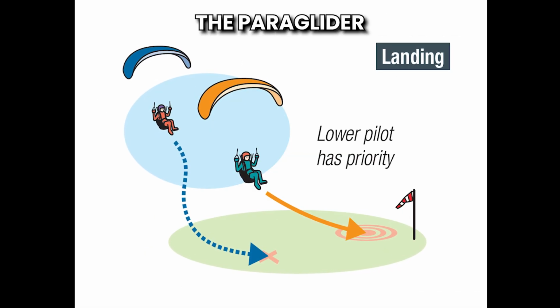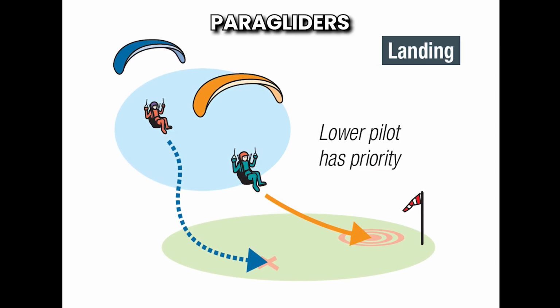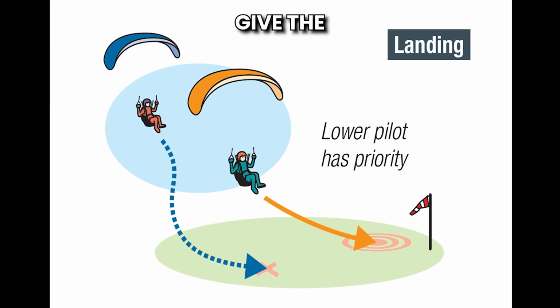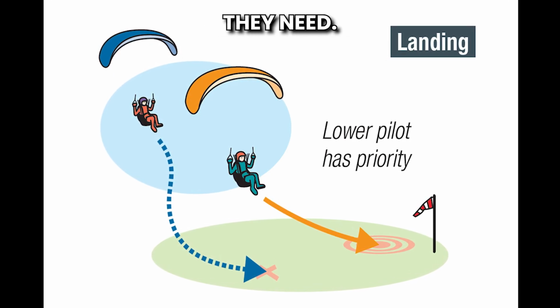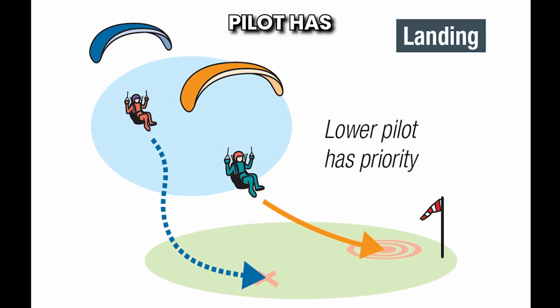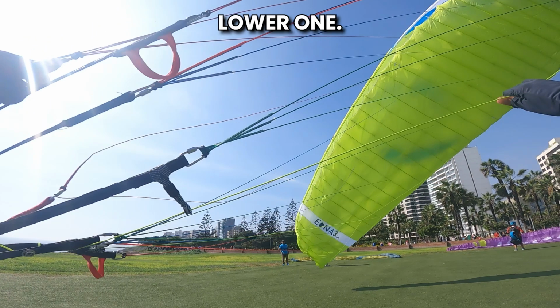In landing, the paraglider with priority is always the one flying lower. If two paragliders are making their approach and one is lower, the higher pilot must give the lower pilot all the space they need, as the lower pilot has fewer options to maneuver. The higher pilot has more alternatives, so they must give priority to the lower one.